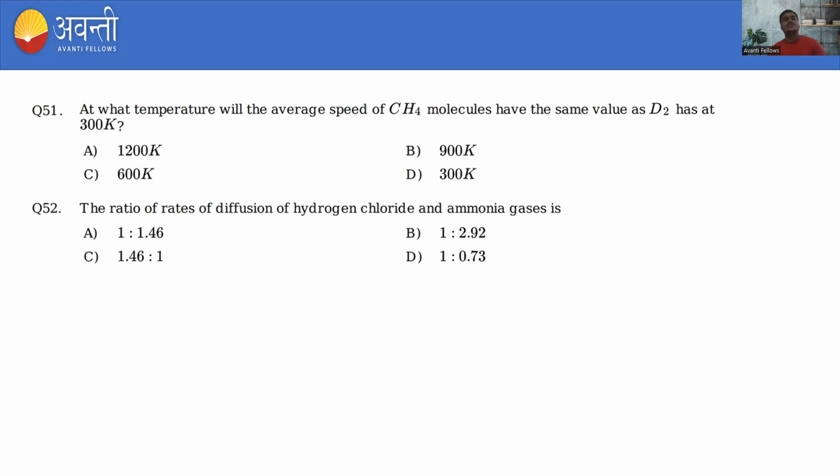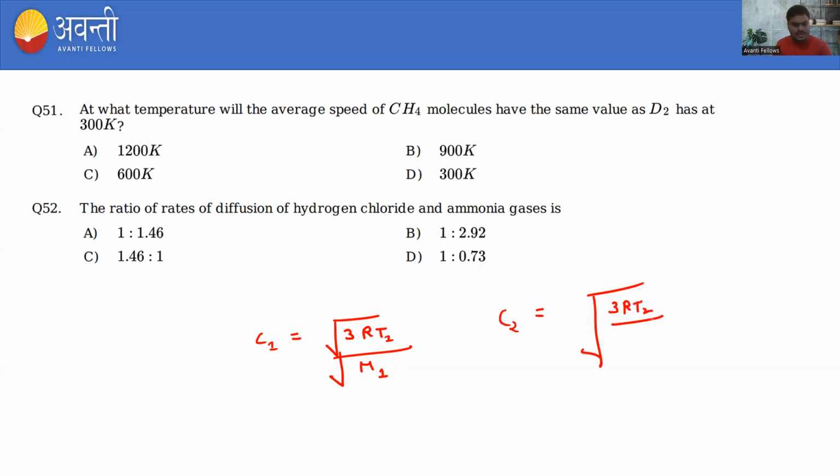At what temperature will the average speed of CH4 molecules have the same value as D2 has at 300 Kelvin? So how will you calculate the velocity? It is v1 = root of 3RT1 over M1, and similarly for CH4 we calculate v2 = root of 3RT2 over M2.